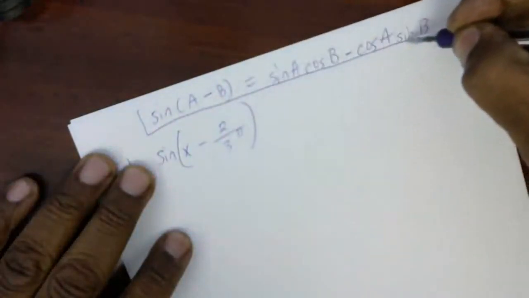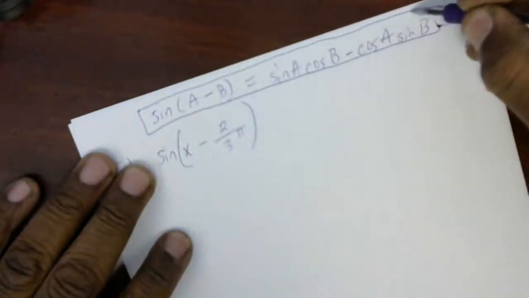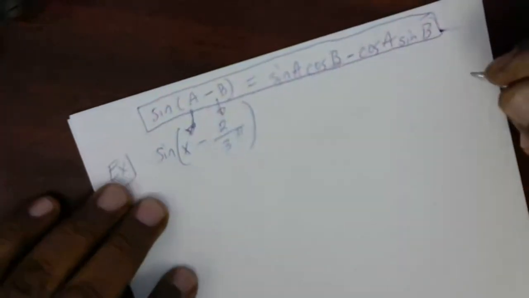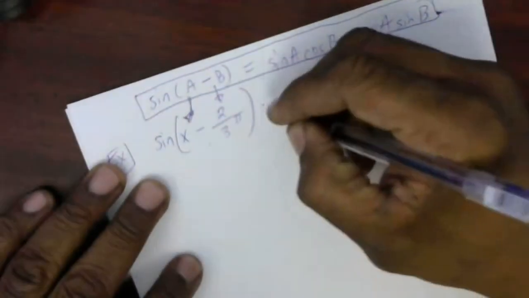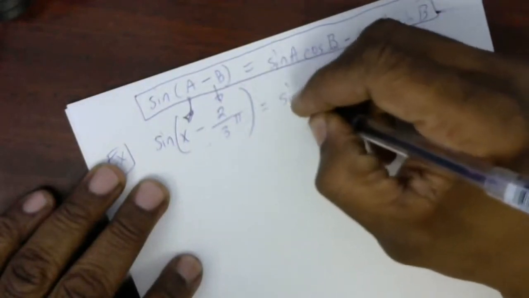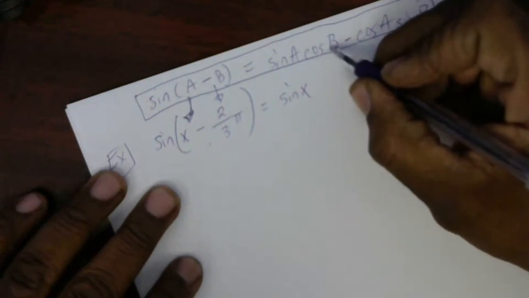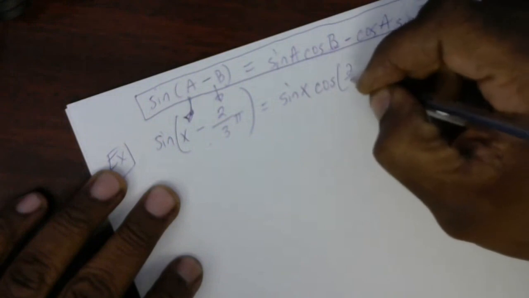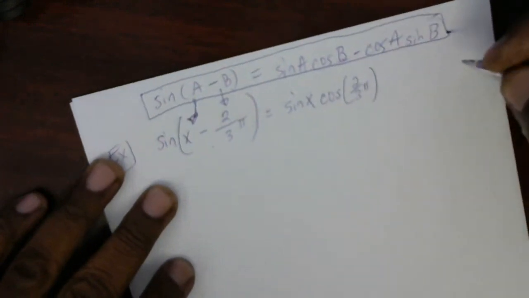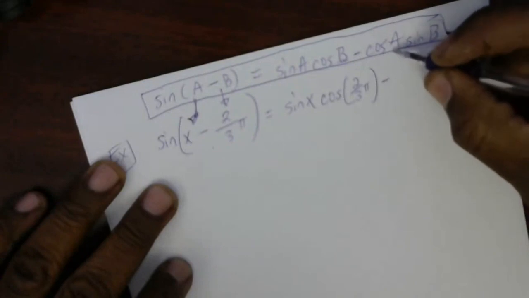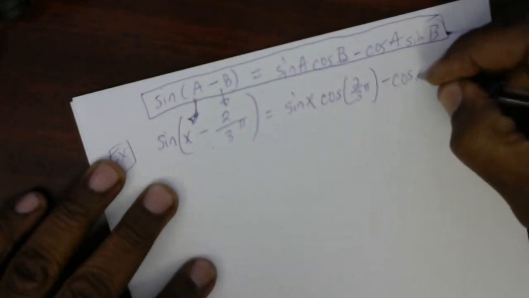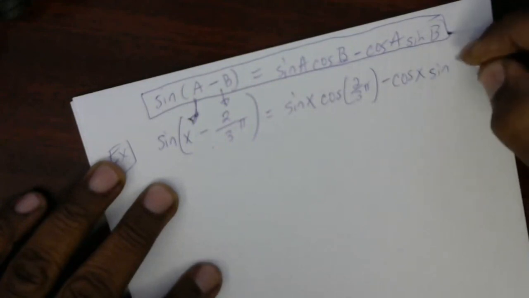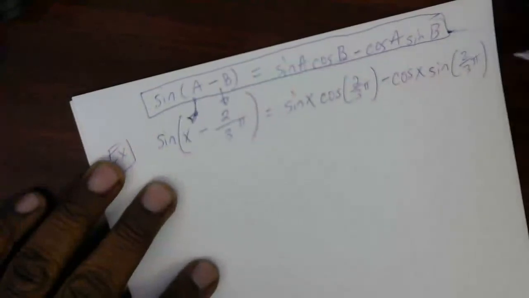In this formula, we're going to substitute A for x and B for 2 pi over 3. So this is equal to the sine of A, substituting A for x, times the cosine of B, so that's the cosine of 2 pi over 3, minus the cosine of A, again substituting A for x, times the sine of B, so that's the sine of 2 pi over 3.